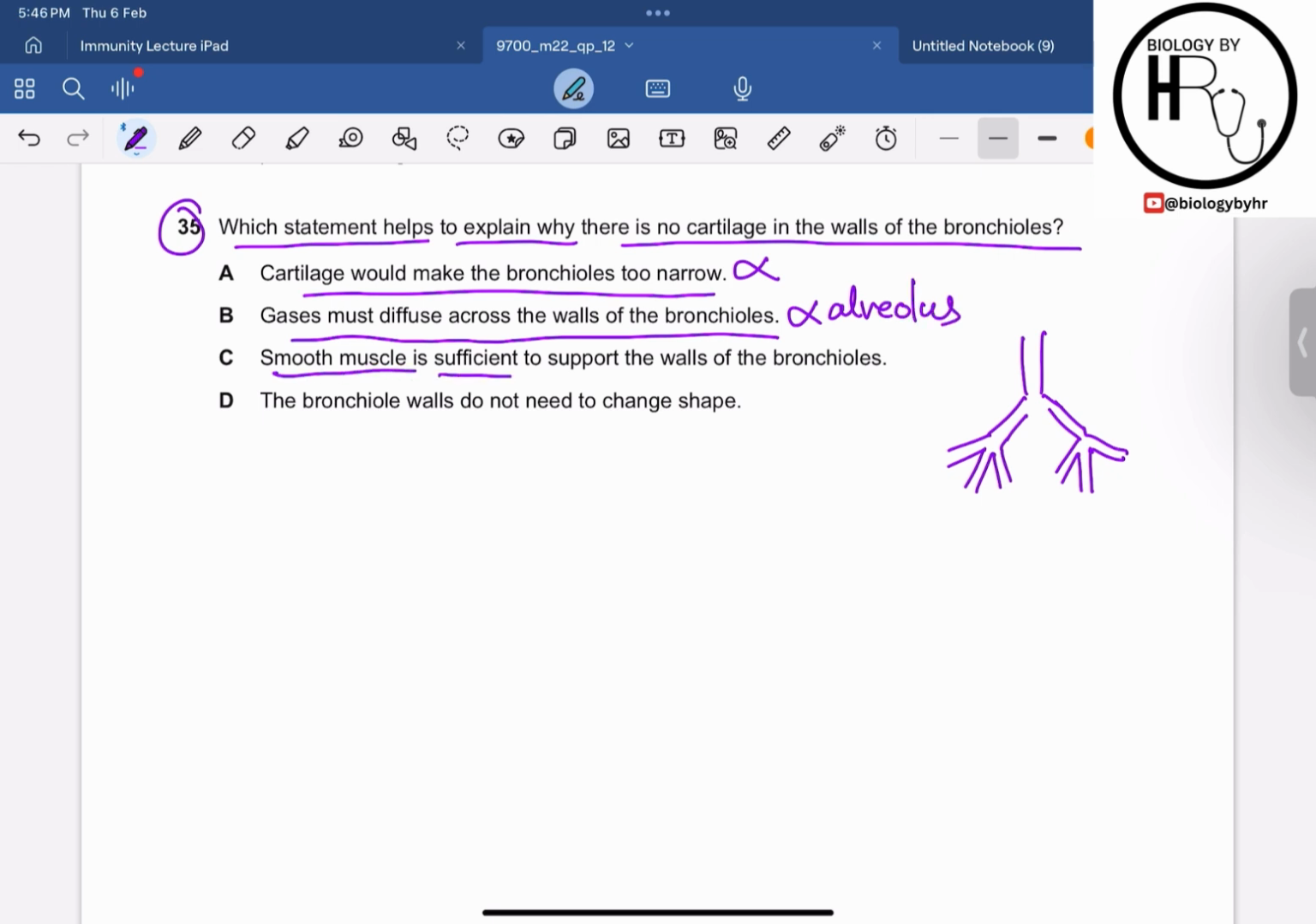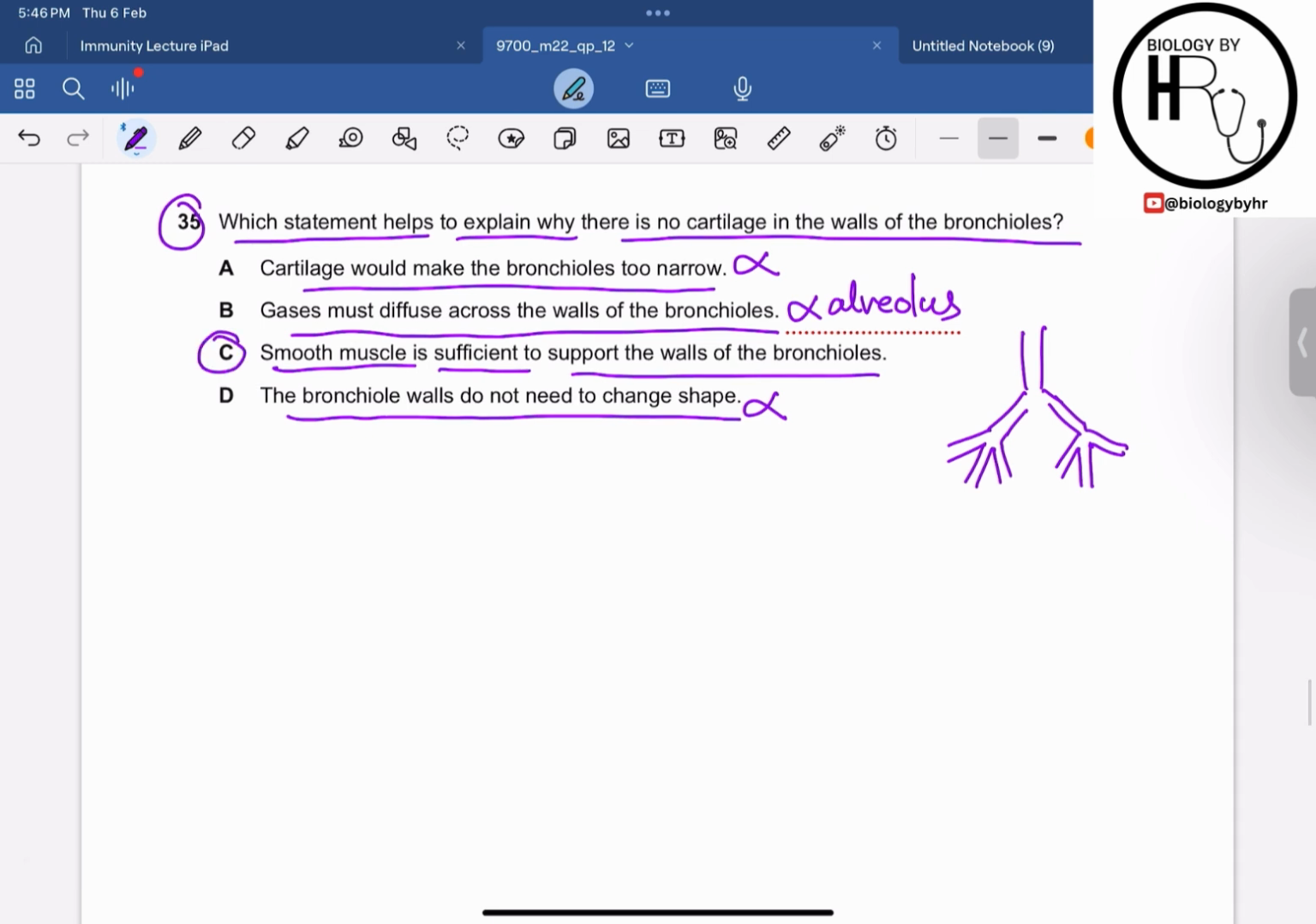Smooth muscles is sufficient to support the wall of the bronchioles. The bronchioles wall do not need to change the shape. No, this is not correct. Cartilage are not needed to change the shape basically. I think the correct answer for this question 35 would be option C, which is that the smooth muscles is sufficient to support the walls of the bronchioles, right?